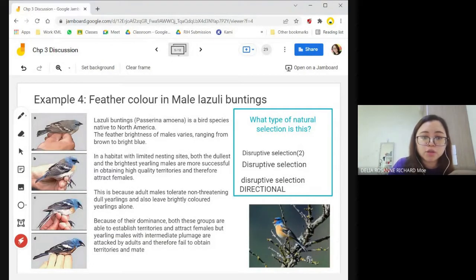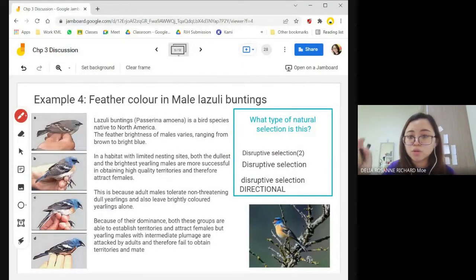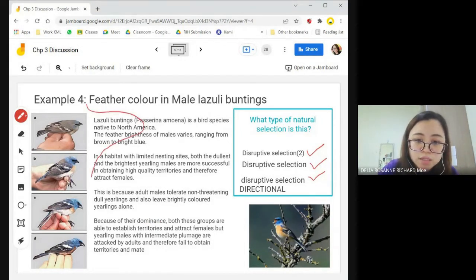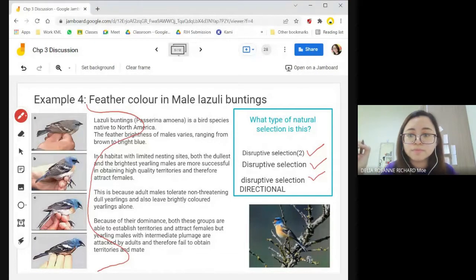If you're not able to understand this, you could ask questions, no problems. You could also think about what is your Muet score. All right, so what type of natural selection is this? For those who answered disruptive selection, you are correct because it will form this kind of distribution. Those who answered directional are incorrect. That's right, Lim. Sebab di sini dia akan buat curve yang macam ini.